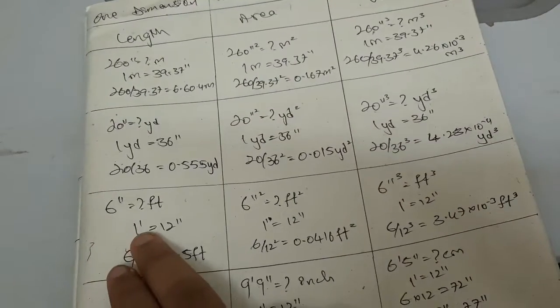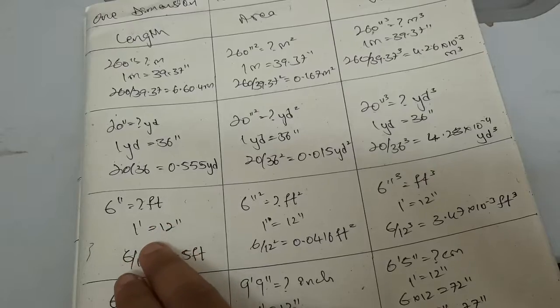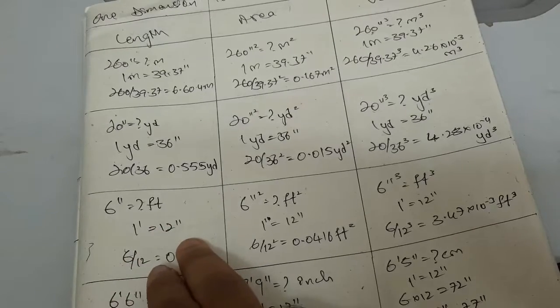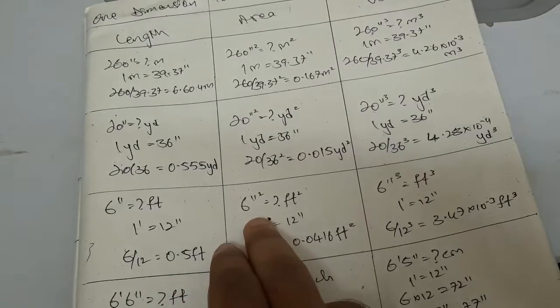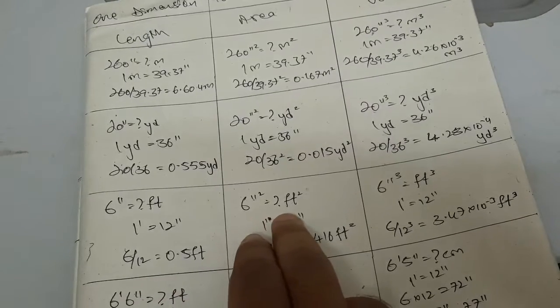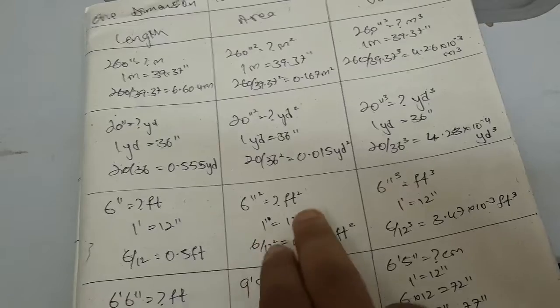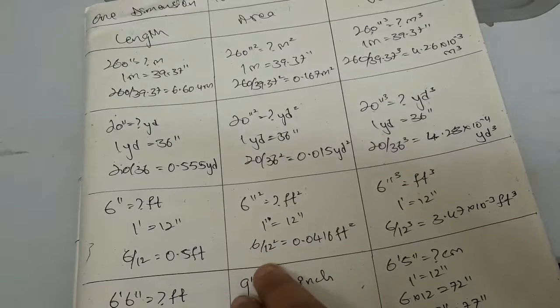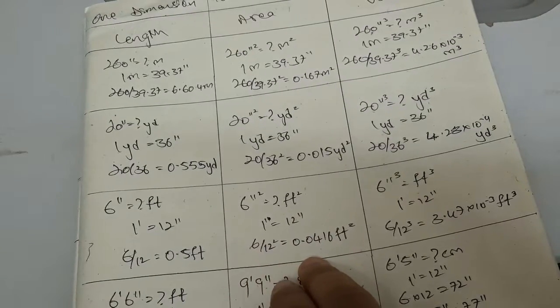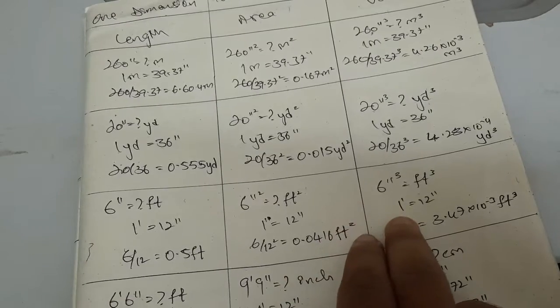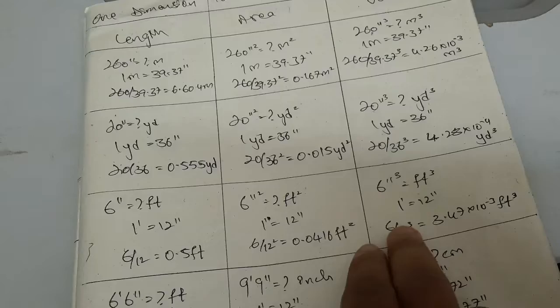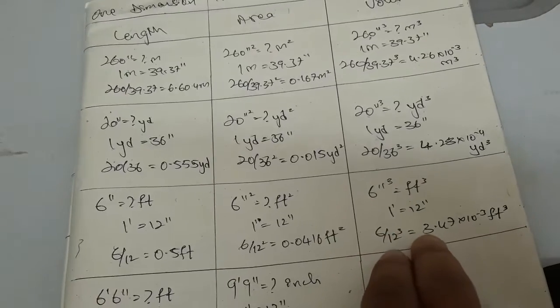6 inches is equal to how many feet? Since 1 feet is equal to 12 inches, 6 divided by 12 gives us 0.5 feet. Similarly, 6 inch square is equal to how many feet square? Since 1 feet is equal to 12 inches, 6 divided by 12 square gives us 0.0416 feet square. 6 inches is equal to how many feet cube? Since 1 feet is equal to 12 inches, 6 divided by 12 cube gives us 3.47 into 10.